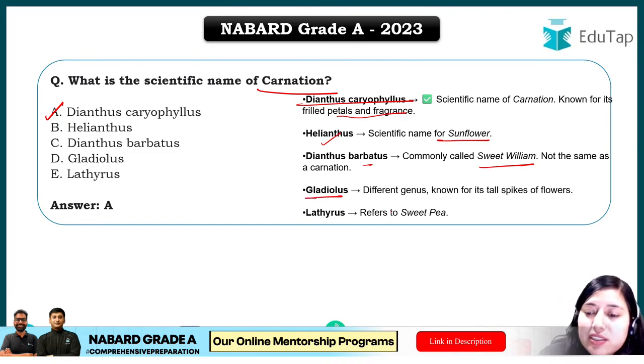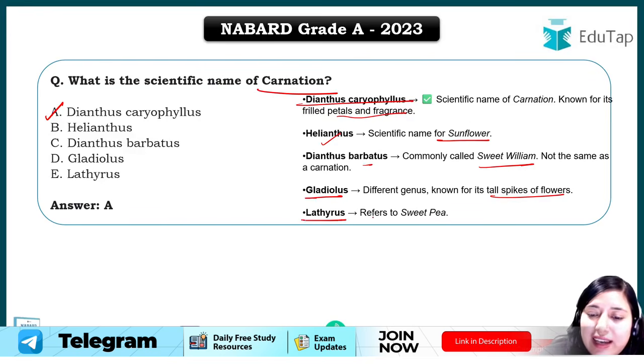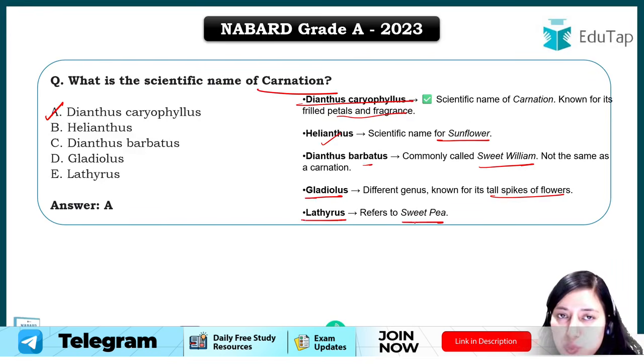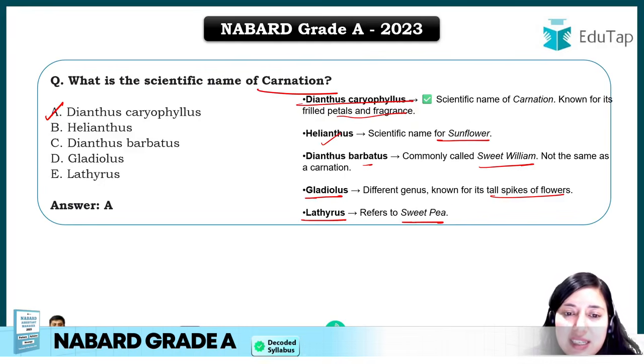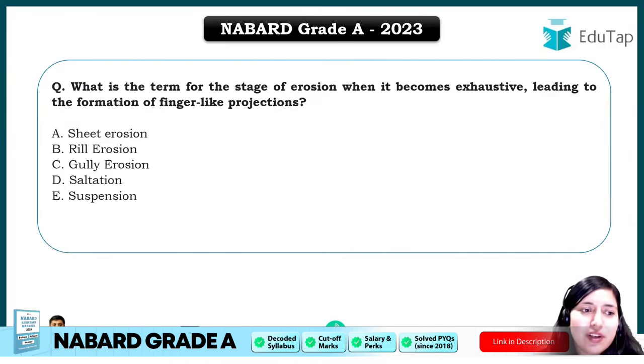Then we have gladiolus. It is a different flower, a different genus, and it has tall spikes of flowers. Gladiolus is basically a different flower altogether, right? Lathyrus is basically for the sweet pea. So out of all the options, Dianthus caryophyllus is the correct answer. Clear? So let's move ahead to the next question.